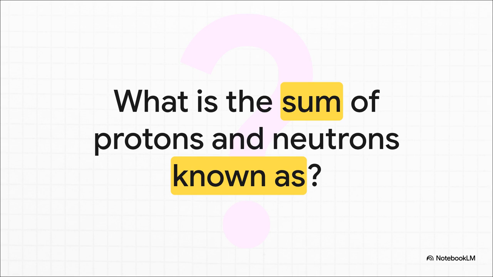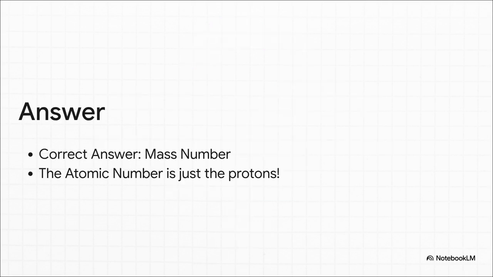The sum of the number of protons and neutrons in an atom is known as what? Think back to the atom's mathematical ID card we just talked about. Is it the atomic number or something else? The answer is the mass number. That stark contrast is absolutely crucial. The atomic number tells you who the element is by counting only the protons. But the mass number accounts for all the heavy particles combined, so both the protons and the neutrons.